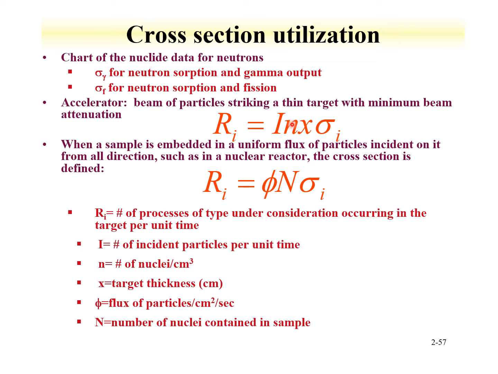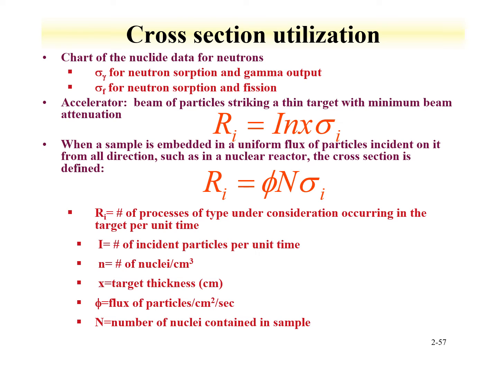So in an accelerator reaction, a beam of particles strikes a thin target with a minimum beam attenuation. So the energy loss as the beam travels through the target can be neglected for this equation to be valid. And that's important because for accelerator-based reactions, the cross-section is a function of the projectile energy. For a given reaction, the change in cross-section with energy is called an excitation function, and we will discuss this in more detail later in the course.